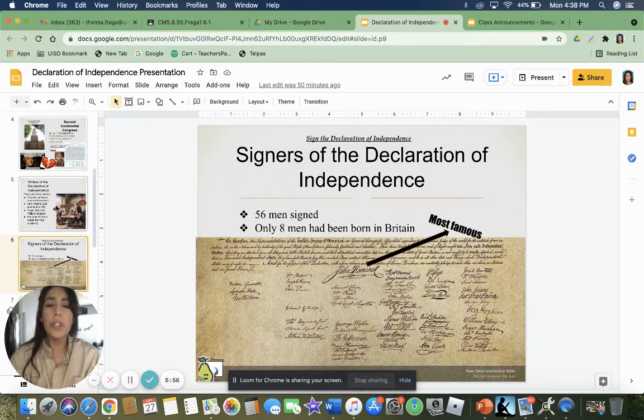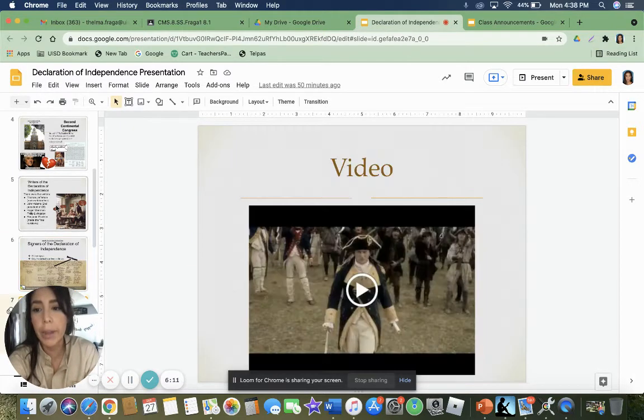I don't know if you've ever heard the term when you have to sign something. It's mostly popular in adults. They said, give me your John Hancock. It's like a famous signature. So remember, guys, 56 men signed the Declaration of Independence. At this time, women really don't play a role in any of these important events.